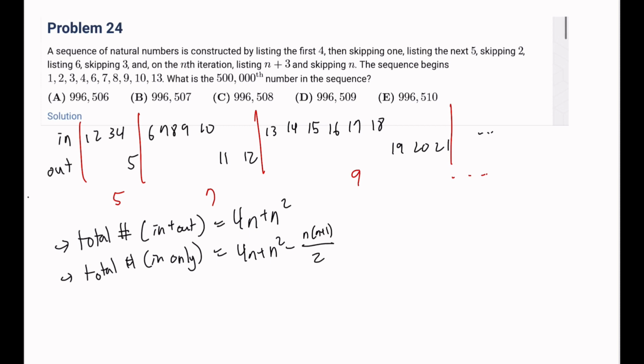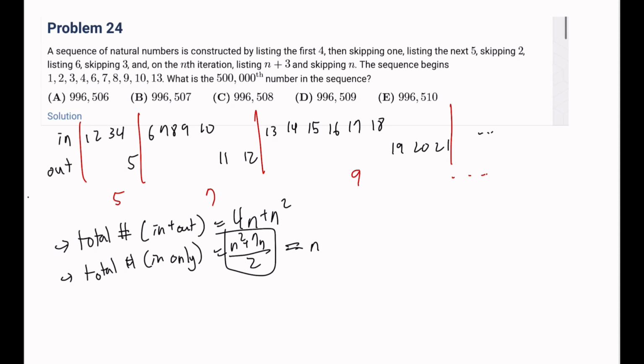And so this is n squared plus 4n minus n squared over 2 minus n over 2. This equals n squared over 2 plus 7n over 2, right? And so this is n squared plus 7n all over 2. And so this is what number you're at, and so this is the nth number.